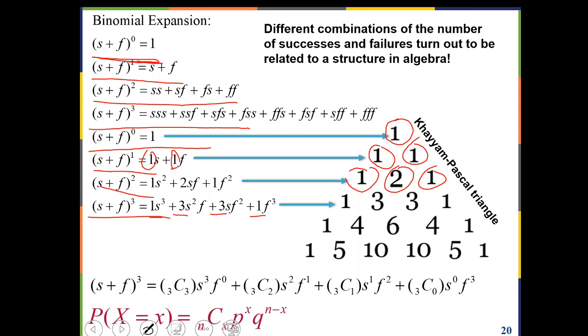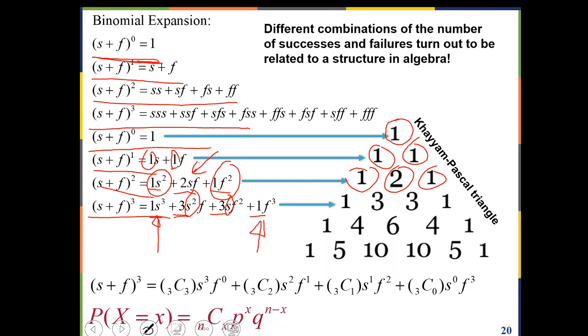So for example, if you raise s plus f to the second power, you get 1s squared, 1f squared, and then 2sf, right? So if you do it 2 times, you get 2 with 1 s in them, you get 1 with 2 f's, and then you get 1 with 2 s's. If you do it 3 times, you get 1 with 3 successes, 1 with 3 failures, 3 with 2 successes, and 3 with 1 success. So that's where these numbers come from.